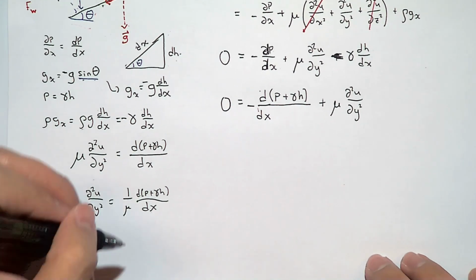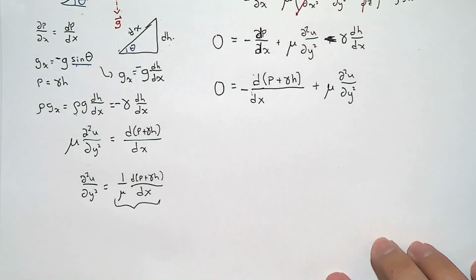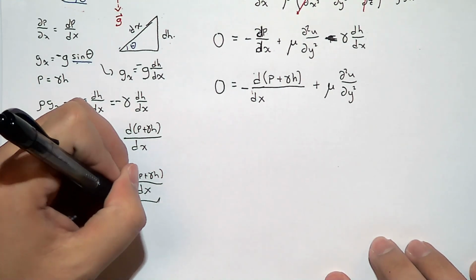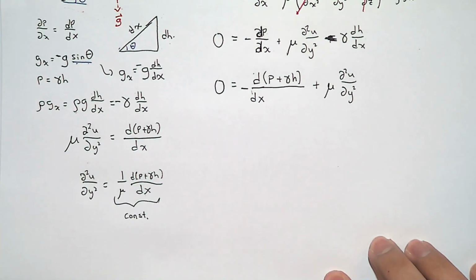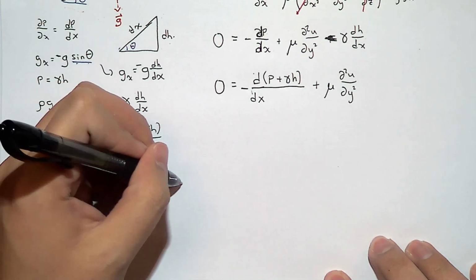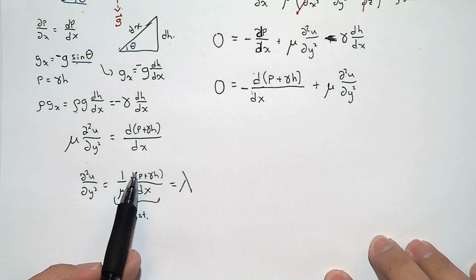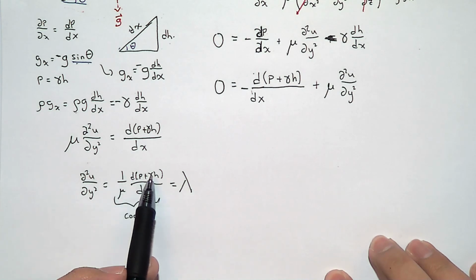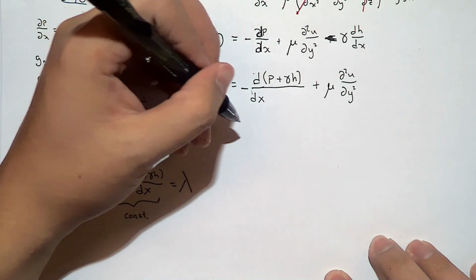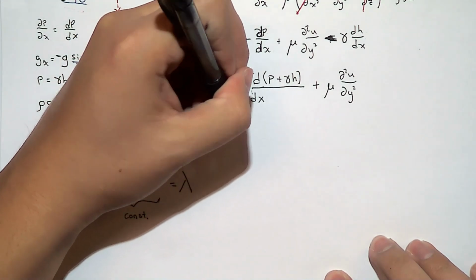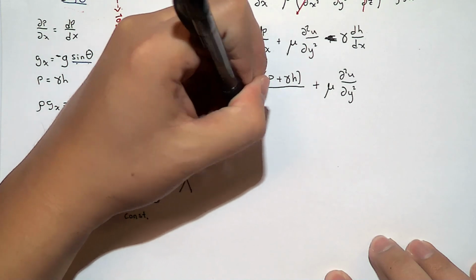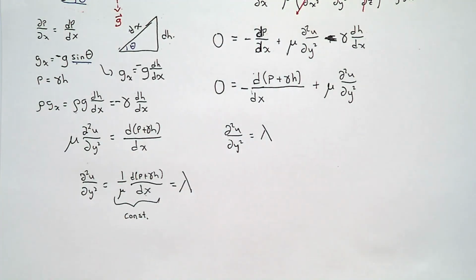So because it's a constant value, I can treat all this as a constant, just for mathematical simplicity. And to make our math a little bit simpler, I'm just going to call it lambda, where lambda is some constant. Mu is constant, dp dx is constant, d gamma h dx is also constant. So I can solve this equation, right? I get the second derivative of u with respect to y equals some constant.